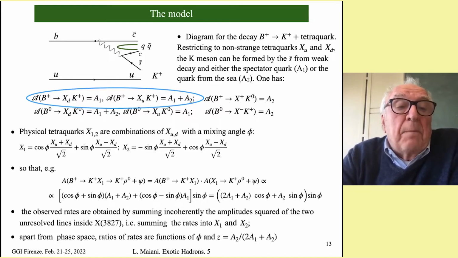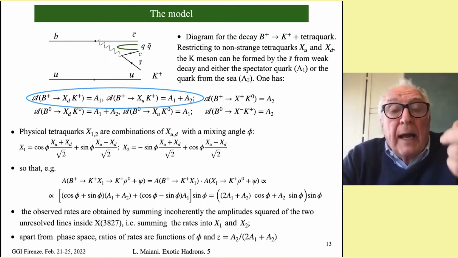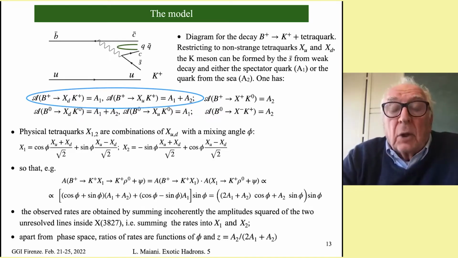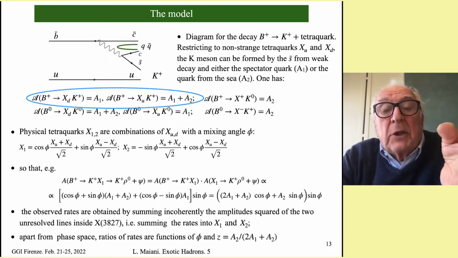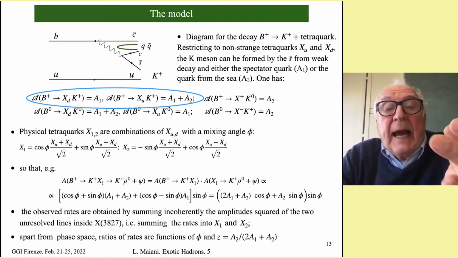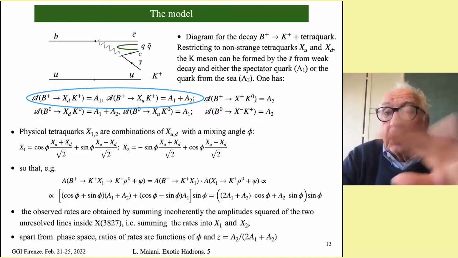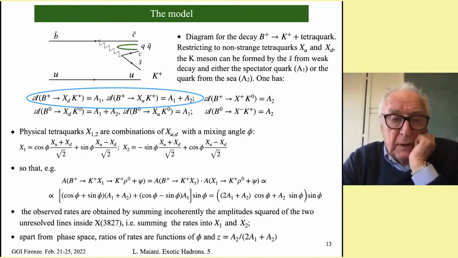If you consider the decay B plus into X D K plus, you have only one diagram, in which in the green pair you make D D bar. That's the only possibility. But if you want to see the decay B plus into X U plus K plus, then the K plus can take either the up, which is the spectator quark, or the up from the pair U U bar. In this case, you have two amplitudes, which we call A1 and A2. And you analyze all the possible decays with these two amplitudes. All decays can be classified according to these amplitudes.